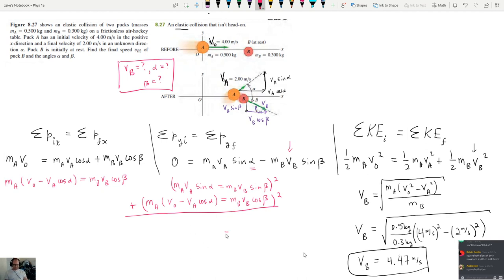Okay, the right-hand side, which is the easier one to do, is going to become MB squared VB squared multiplied by sine squared beta plus cosine squared beta. And we know that this is equal to 1. Left-hand side's a little trickier. We are squaring everything, the whole equation. So let's just do this step by step. The first one is going to be... And then squaring this one down here, we're going to get MA squared times V naught squared, plus MA squared times this term squared.